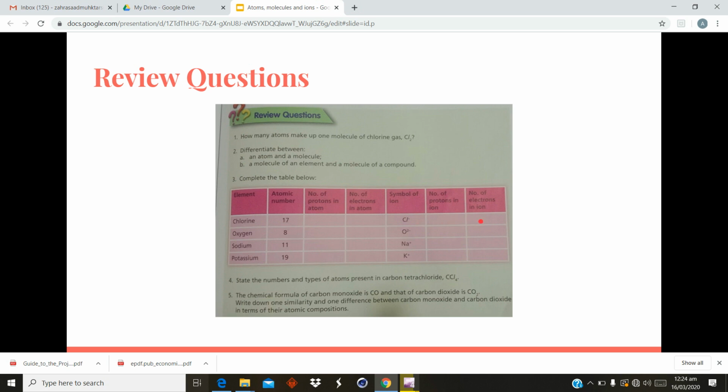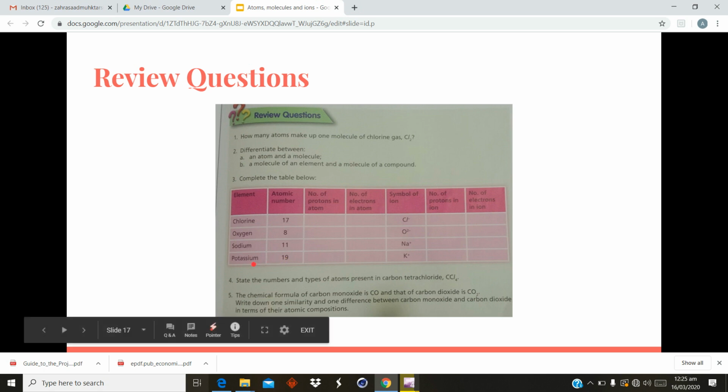So the number of electrons is going to be 18, whereas remember, the number of protons never changes. If the number of protons changes, then the identity of the atom also changes, right? Do you see that with 17 protons it is chlorine, but with 19 protons it becomes potassium.